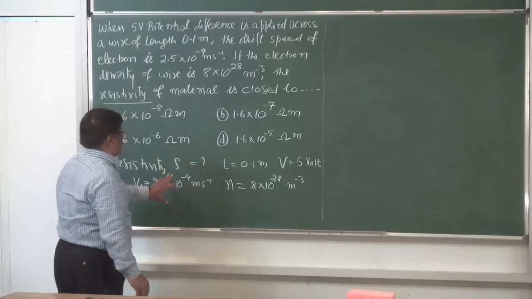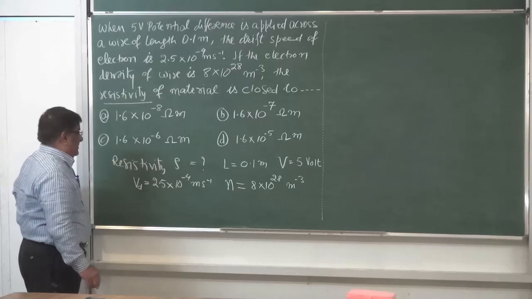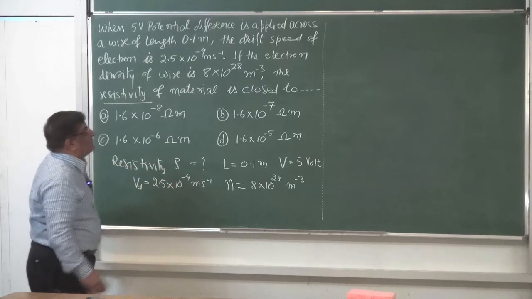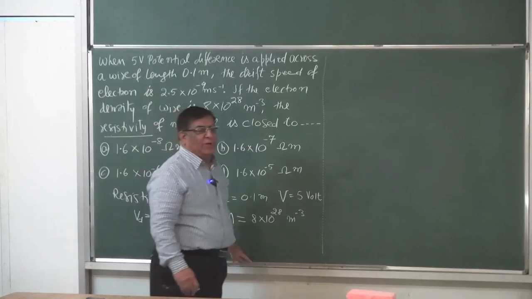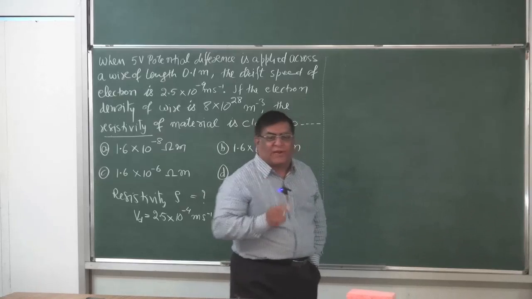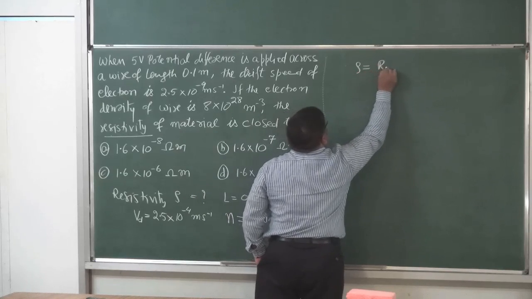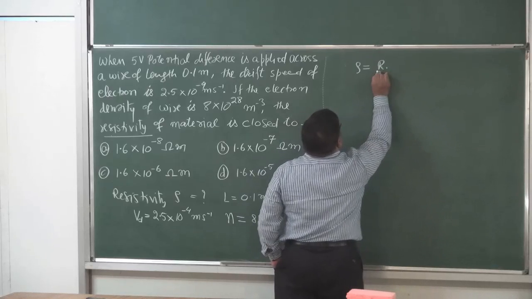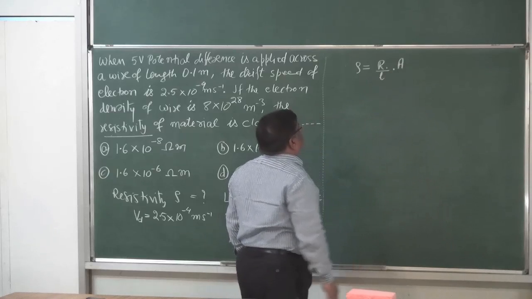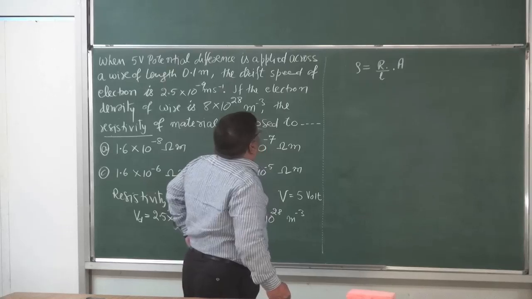Okay, these are the quantities. Resistivity we have to find. Drift velocity and n are given to us. What are the relations? Do you remember any formula? What we have to find out is resistivity. So number 1, we must write a formula for resistivity. The resistivity, we know, is R A divided by L. Is it okay? Yes. Okay.